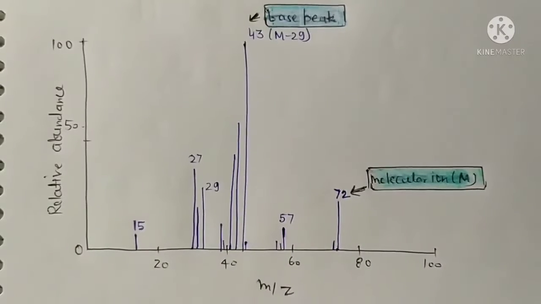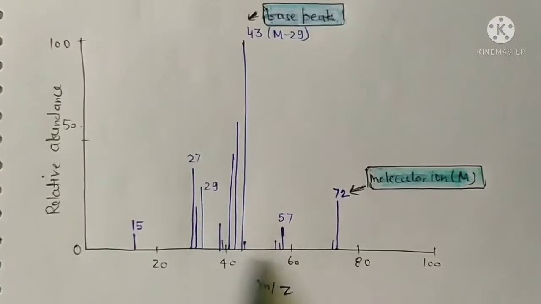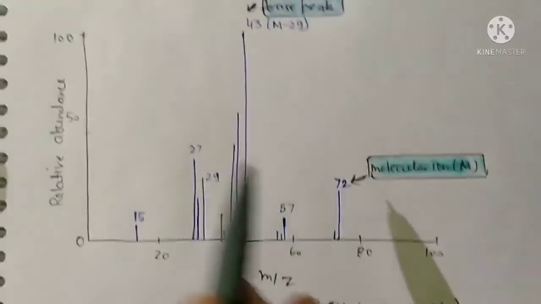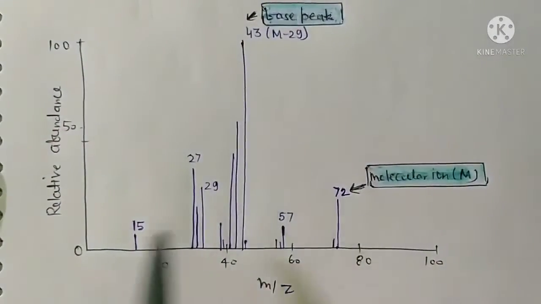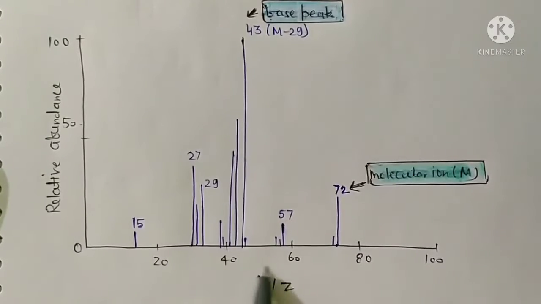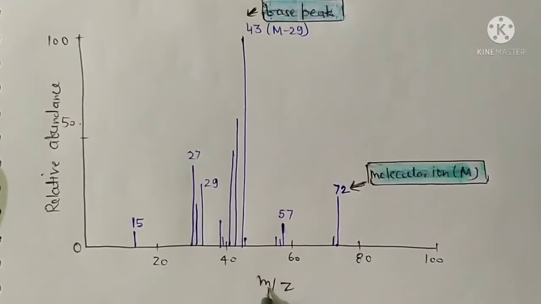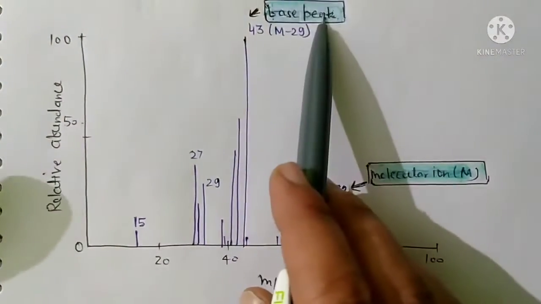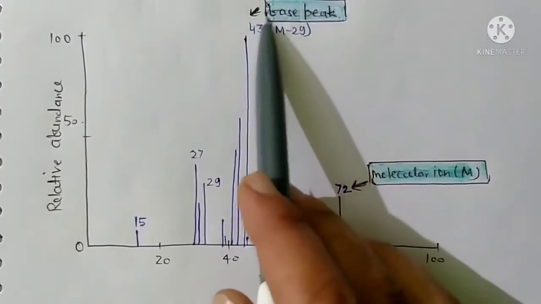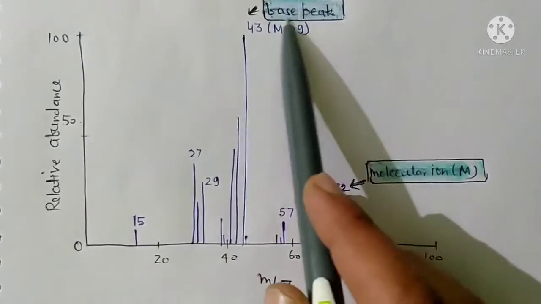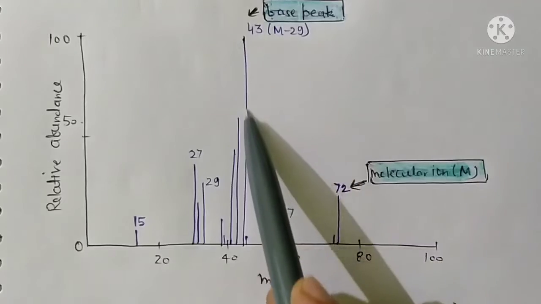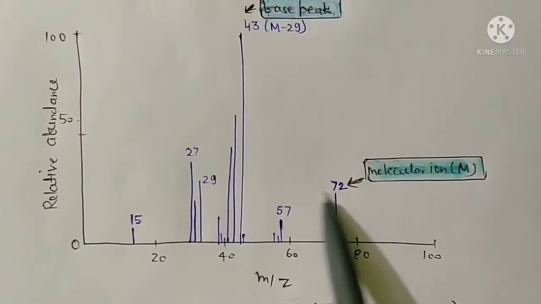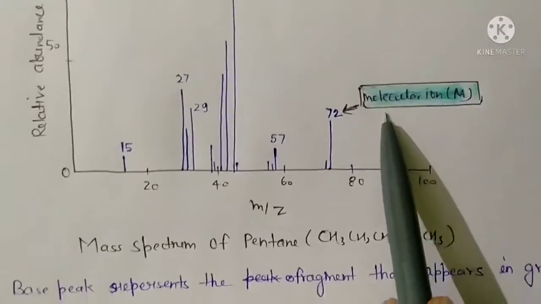Now this is an example of a mass spectrum. Let's suppose we have the mass spectrum of normal pentane. This is pentane and this is the mass spectrum of pentane, plotted with m/z value and relative abundance. Now what is the base peak? Base peak means having higher intensity. So this is the base peak because it has higher intensity, and this is the molecular ion 72, having mass 72.